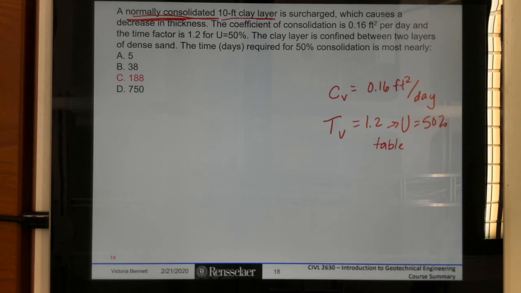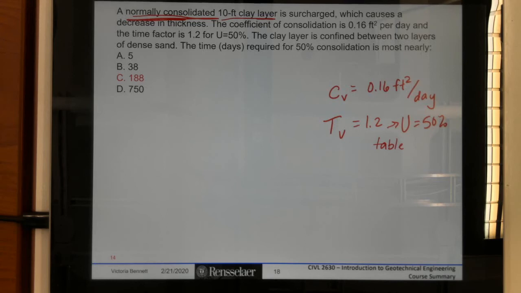If it had bedrock on one side and sand on the other side, then I would call that single drainage. If it had more clay on one side compared to sand on the other side, that would be single drainage. In this case, sand on both sides, double drainage.